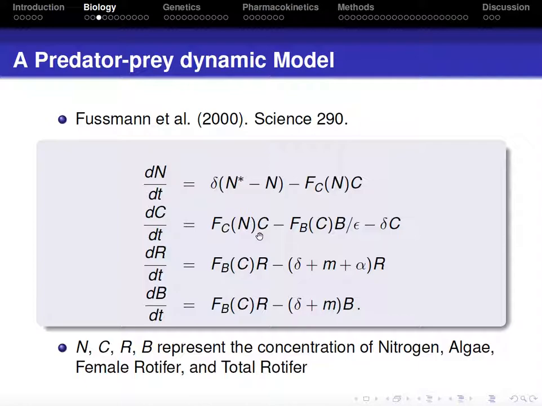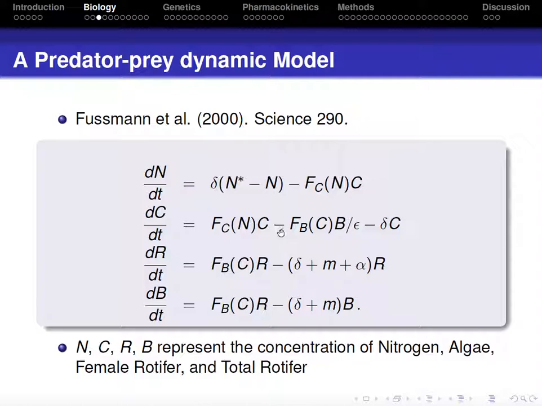This is easy to understand because the more algae it has, the easier it will reproduce itself, right? And also this term in front of C represents the growth rate of the algae. This growth rate of algae will be a function of nitrogen. The reason is because the more nitrogen it has, the more nutrition for the algae, so it will grow faster, right? This is easy to understand.